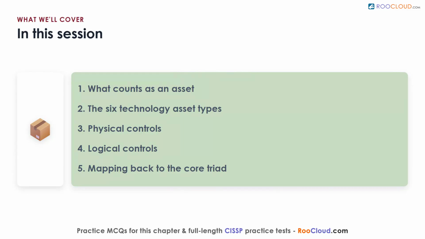We'll answer several questions. What exactly counts as an asset worth protecting? What are the 6 technology asset types you must guard? How do physical controls protect them? How do logical controls protect them? And how does all of this map back to confidentiality, integrity, and availability?